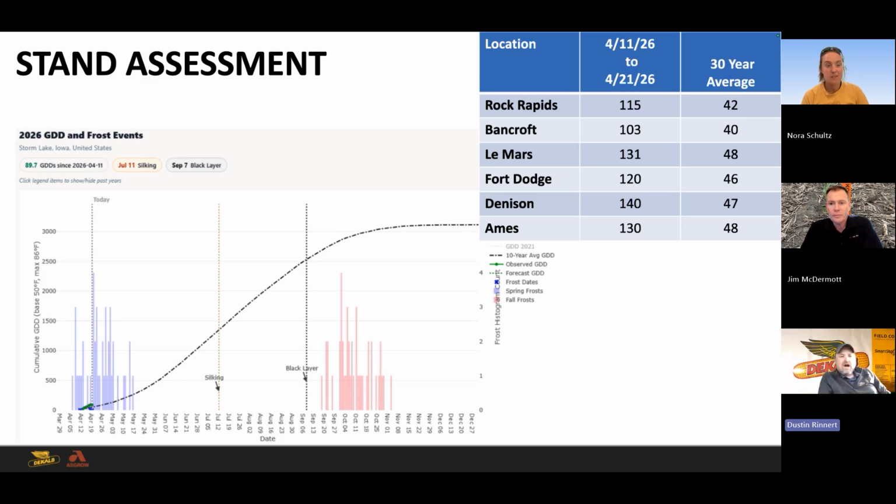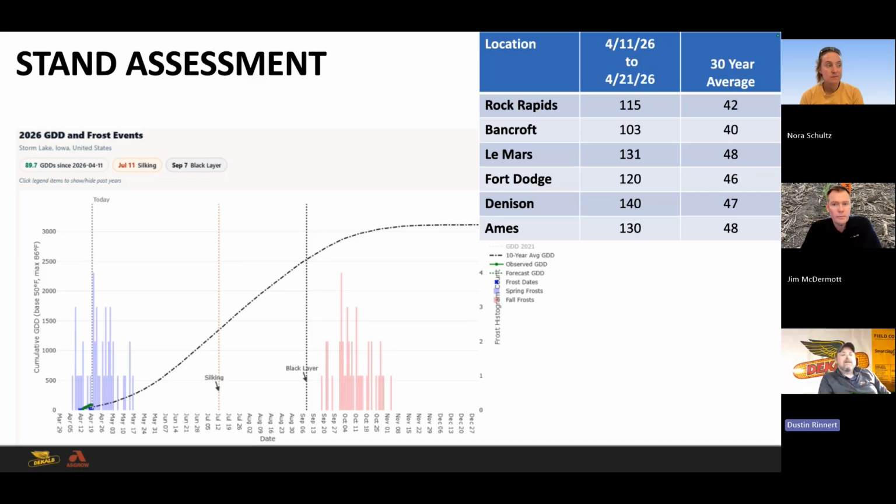This graph on the lower left here, Purdue puts out a pretty good website that you can go in and track GDUs, and look at timing of silking and black layer based on relative maturity of hybrids. It is a good tool. So that's just a kind of a screenshot.